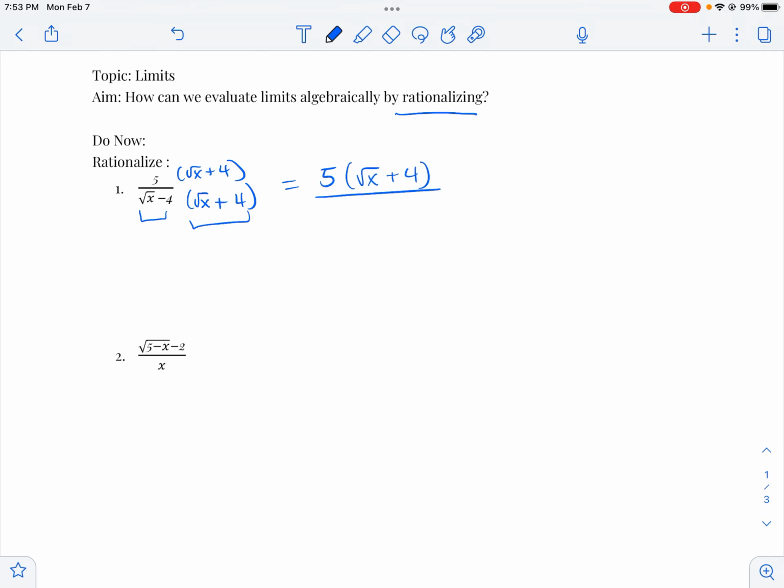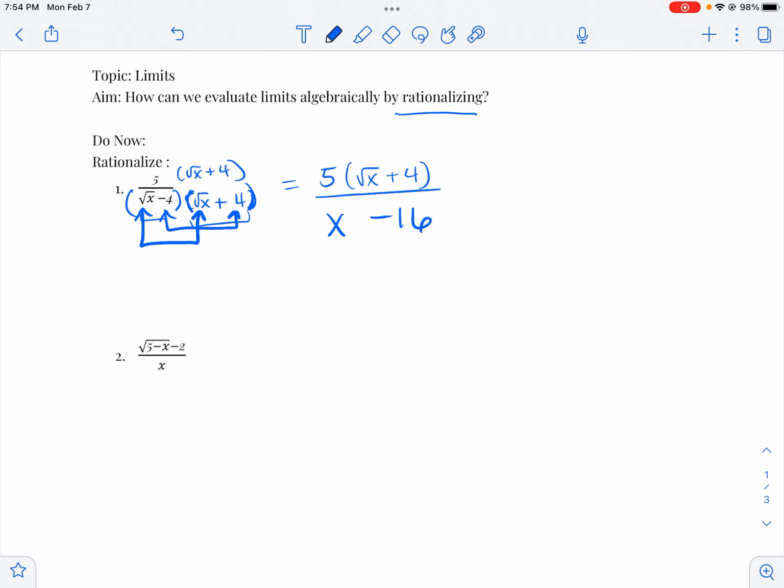On the bottom, instead of having to do the box, when you have conjugates, the middle two terms are always going to cancel out. So it's a shortcut: you just have to multiply the first two terms. Radical x times radical x is just x. And then the last two terms, negative 4 times positive 4 is minus 16.